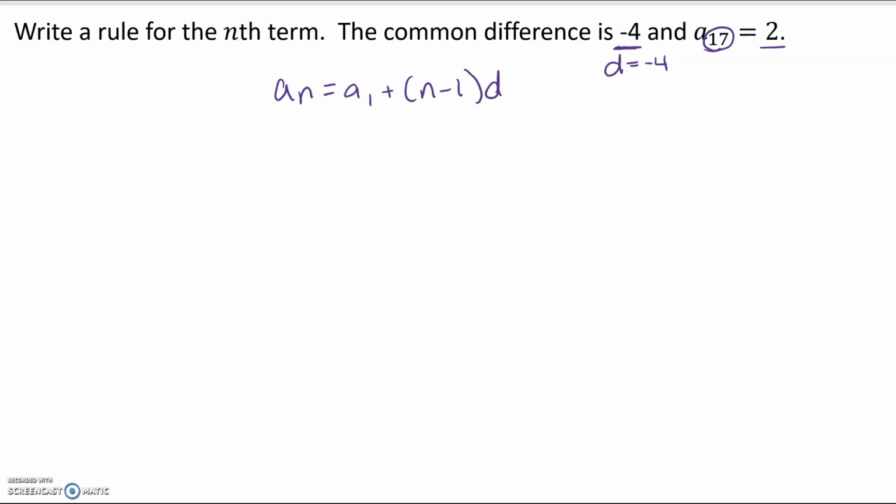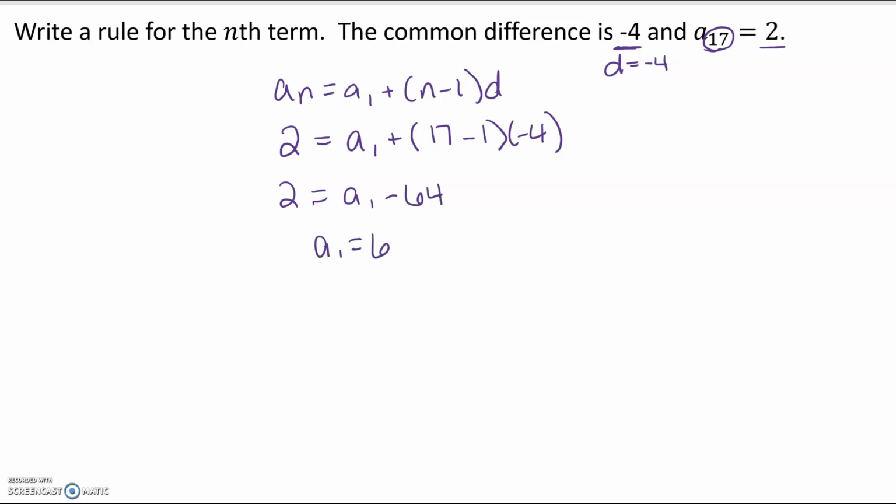So I know my 17th term is 2. I don't know what my first term is. I know I'm talking about the 17th term, that's your term number, and that my common difference is negative 4. So this time I have 2 equals that first term, which is unknown, and when I simplify all of those numbers together, I get minus 64. So I'm going to add that to the other side, so my first term is 66.